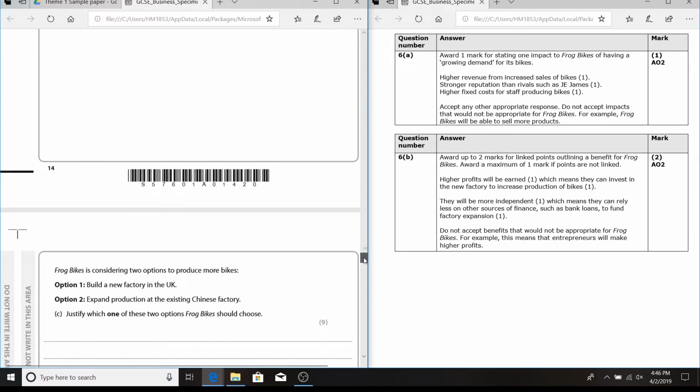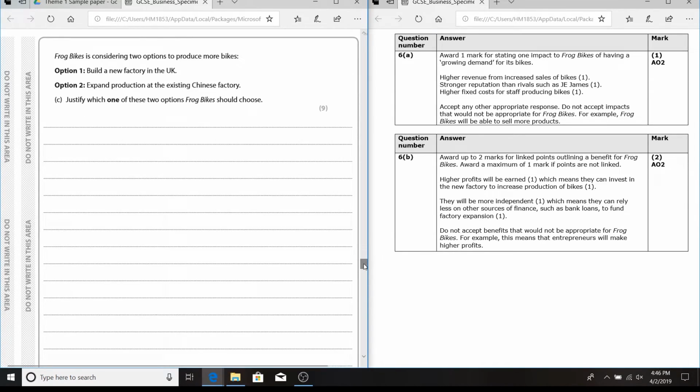All right, so let's have a look at our first justify question then. Right, so Frog Bikes considering two options to produce more bikes. One, build a new factory in the UK. Two, expand production at the Chinese factory. Justify which of these two options Frog Bikes should choose. So paragraph 1, choose your preferred option. Choose that preferred option, identify the benefit of that preferred option, then go into this is because this leads to, therefore, moreover, consequently. Okay, make sure you include two pieces of application in that paragraph.